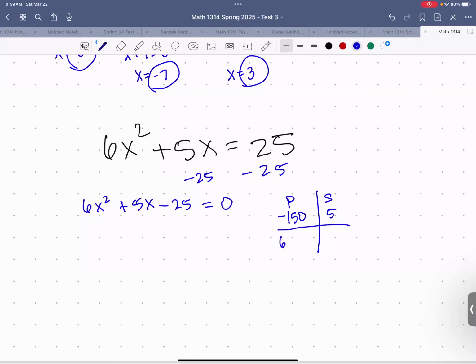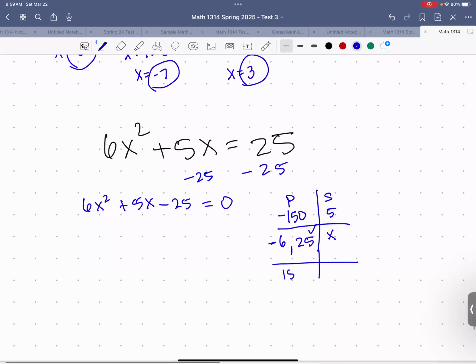We started by taking 6, and it would be negative 6 and 25. Those do not give me 5, though, unfortunately. 150 does end in 0, which means it should divide by 10. When I do that, I get 15. So I could do 15 and negative 10. Those multiply to negative 150, and they add up to 5. So I can use that. I'm going to use that, remember, to split up that middle term.